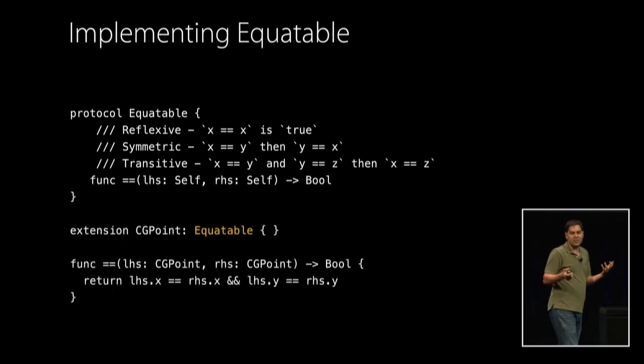Fortunately, it's very, very easy to implement these things. So I can just say, take CG point, extend it with equatable, and implement the equality operator. And when you compose value types out of other value types, generally speaking, you just have to use the underlying equal operators of all the value types.